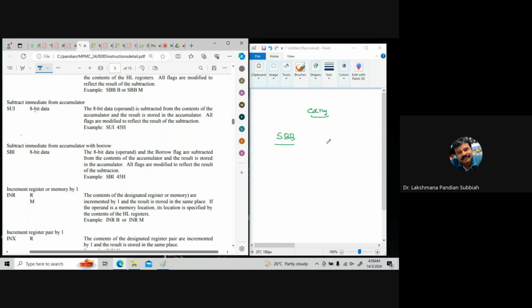So SBB: if you have a number 45 and another number 23, and already we have one borrow, then that borrow also we have to subtract, right? So 5 minus 3 is 2, and 4 minus 2 is 2, and then subtracting the further one, we get 21, right? This is with the previous borrow. Borrow is there, so we get the number 21. Subtract with borrow.